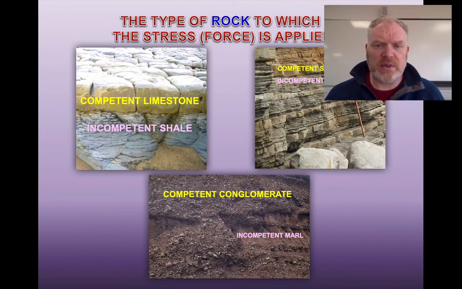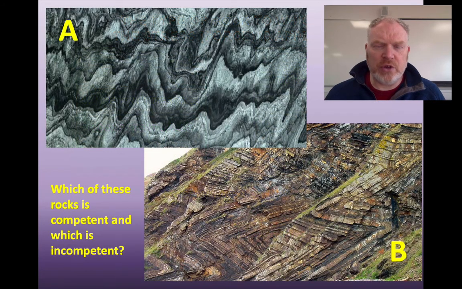Let me show you two examples. We've got two lots of folded rocks here, A and B. One of these is quite competent, the other is incompetent. Which one do you think it is? Rock B is competent. If you look, those rocks have been folded, but the thickness of those beds stays pretty much the same all the way through. It's resisted a change in shape. If you look at rock A, on the other hand, you'll see the thickness of those beds changes a lot. The rock has almost flowed under the stress. So A would be incompetent.